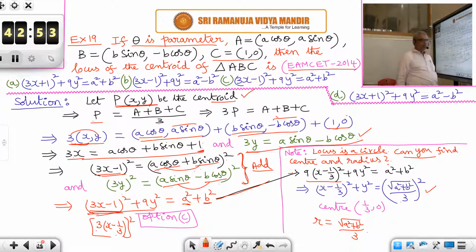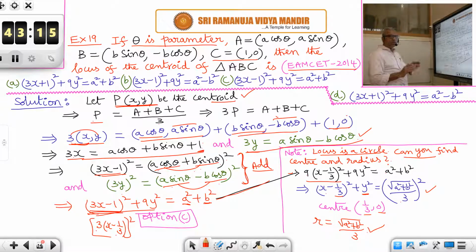Now it is exactly in the form (x minus a) whole square plus (y minus b) whole square is equal to r square. Here y minus 0. So center is (1 by 3, 0) and radius is root of (a square plus b square) by 3. That is the radius. So the locus is a circle.